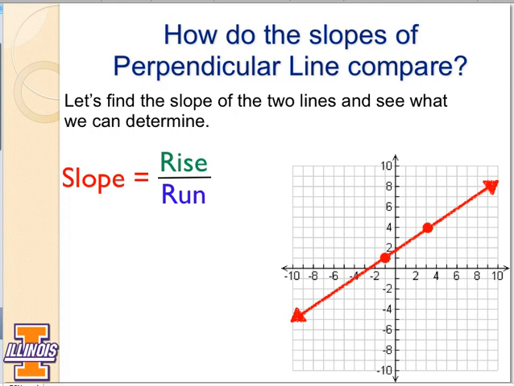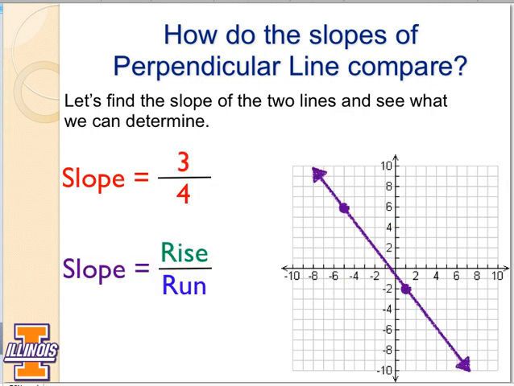So first we calculate the slope of the red line. Rise of 3, run of 4. We find that the slope of the red line is 3/4. Now we find the rise and run of the purple line. Rise is -8, run is 6. Reduce that, we get -4/3. So the slope of the second line, the purple line, is -4/3.